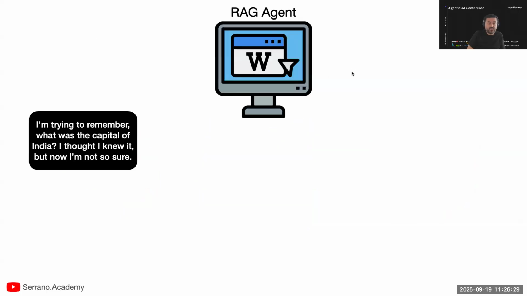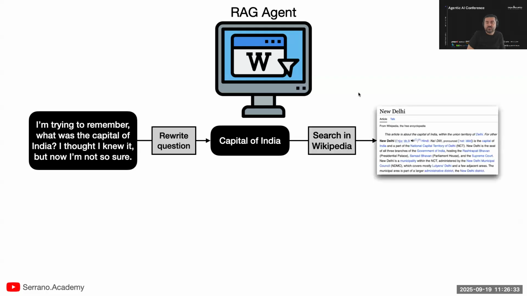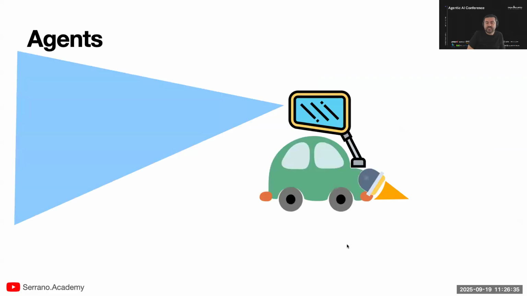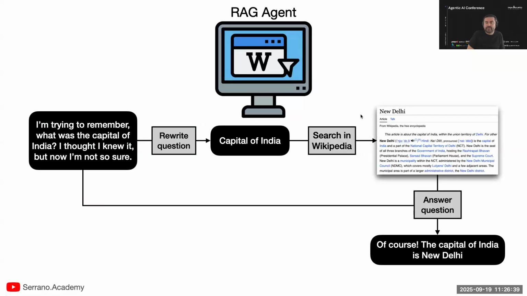RAG is an agent, right? Because what does RAG do? It first rewrites the question, then it searches in Wikipedia, and then it answers the question. That's already an agent that's doing stuff, right? It's got the brain, it's got the functions that are rewrite the question, it's got the memory, which is what it said, and all this stuff. So basically the original agent is RAG.